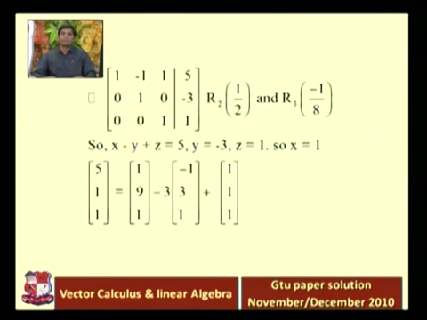Now you can see whether Ax = b is consistent or not. We take these equations: x - y + z = 5 from the first row. In the first row we have 1 -1 1, so x - y + z. The first column is for x, the second column is for y, the third column is for z. So x - y + z = 5, then y = -3 and z = 1. So we will get the solution; basically we will get all the values of x, y, z. That means Ax = b is consistent.